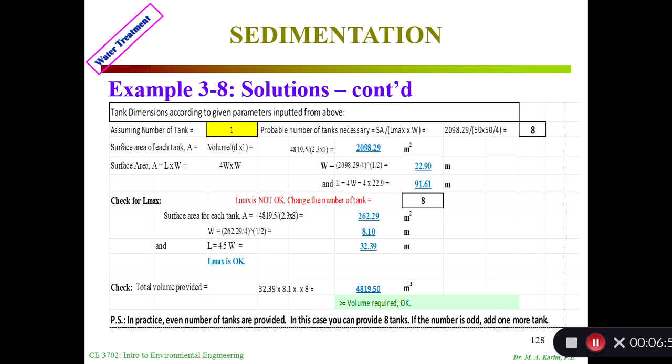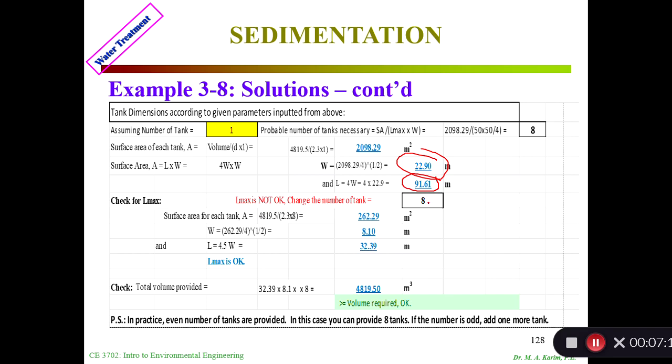Okay, and the depth we got is 2.3, the liquid depth, we are not using anything else. So my surface area of each tank A would be volume over depth times number of tanks, right? So in this case, 4819 divided by 2.3, I get 2098. This is my surface area for one tank. Then if I calculate the L to W ratio, W is 22.9, L is 91.61. So it looks like L max is not okay.